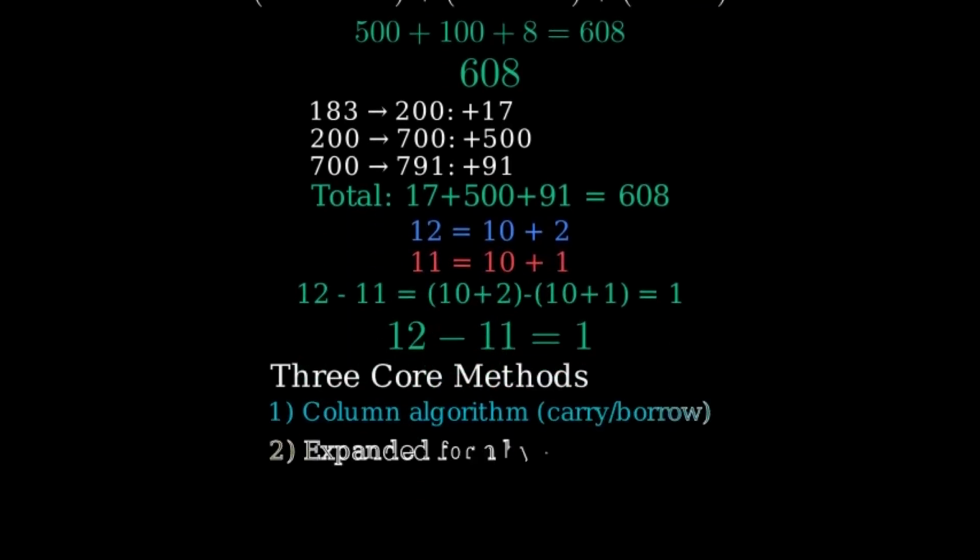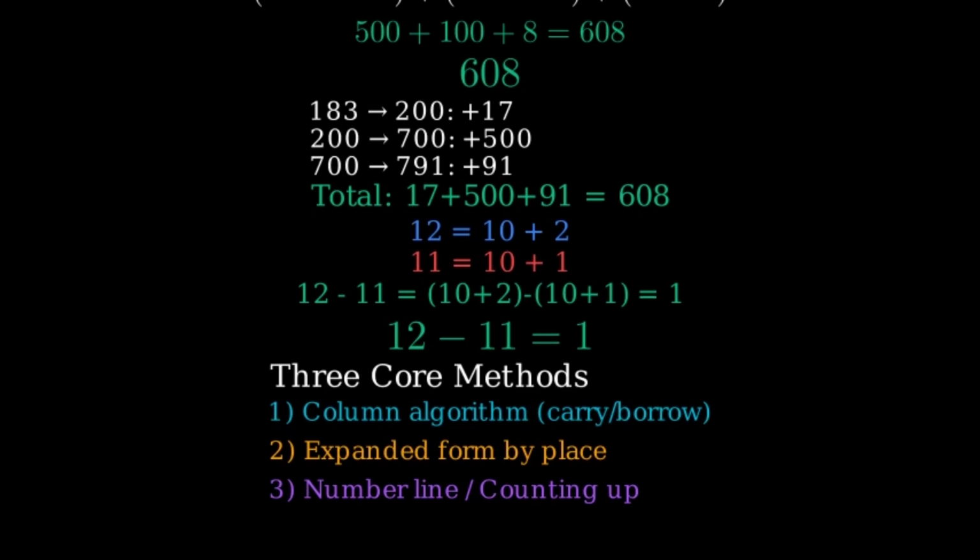To recap, we used the place value table from ones up to billions, and we solved additions and subtractions 3 different ways: the standard column algorithm with carries and borrows, expanded form that groups by place, and number line or counting up to build intuition. For even larger numbers like in the millions or billions, the exact same 3 ideas still work. Align by place, carry or borrow as needed, and keep each place separate as you think. Practice a few each day, and your speed and accuracy will soar.